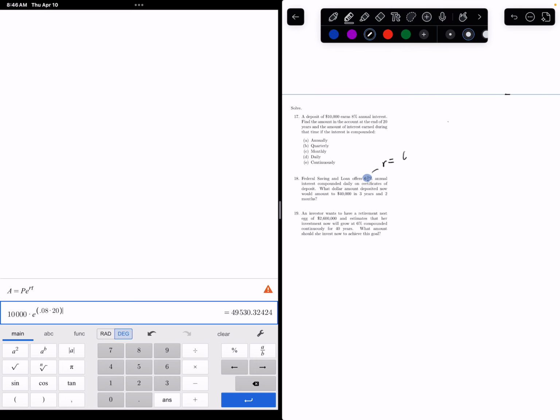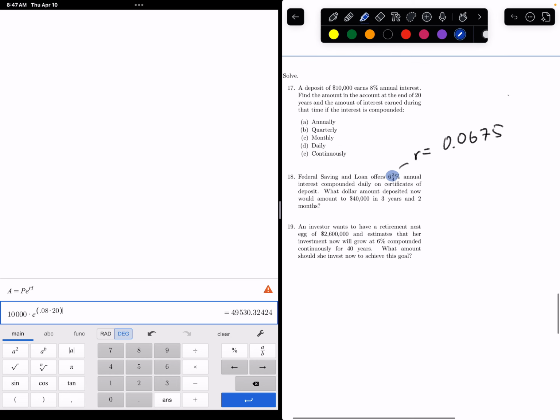So R is equal to 0.0675. That comes from 6.75%. Oh, oops, I'm off by a 0 here. 0.0675. And then annual interest compounded daily. Compounded daily means that the n should be 365, right? Or 360, depending on who you ask.